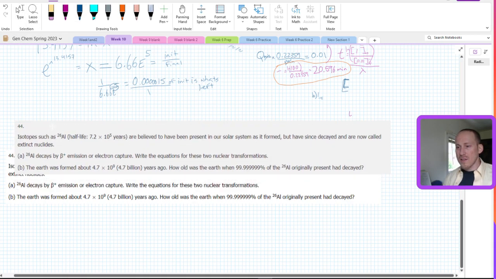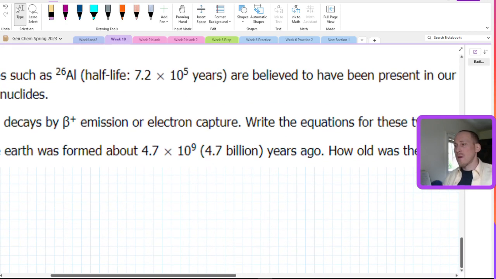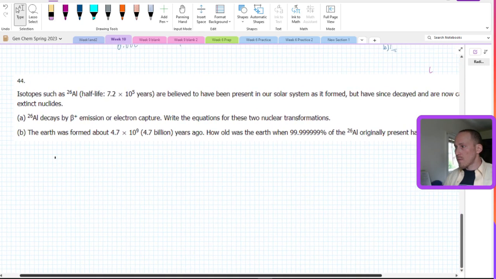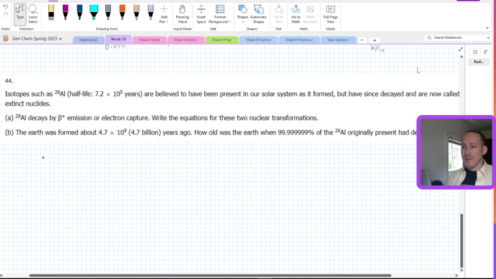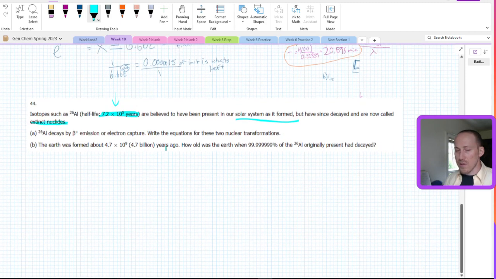Awesome. So isotopes such as aluminum-26, look, huge half-life, 72,000 years, are believed to have been present in our solar system as it formed, but have since decayed and are now called extinct nuclides. That's funny because at first I thought this was a big number, but the formation of the solar system was so long ago that that's nothing. 72,000 years in the context of the life of the solar system is nothing. So it's an extinct nuclide. There's none of it left. It's had enough time to basically go away to nothing, like we were just talking about.